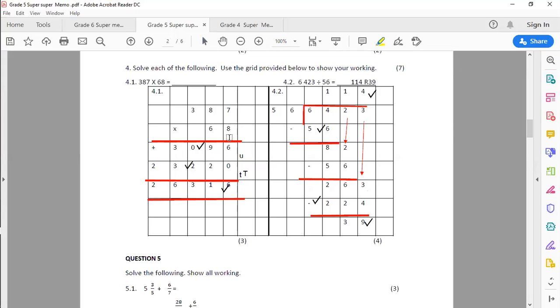And then we multiply. 8 times 7 is 56. So write the 6, we carry 5. 8 times 8 is 64, plus 5 is 69. So I put the 9 here, carry 6. 8 times 3 is 24, plus 6 is 30. You're done with this part. Then I put 0 as a placeholder.